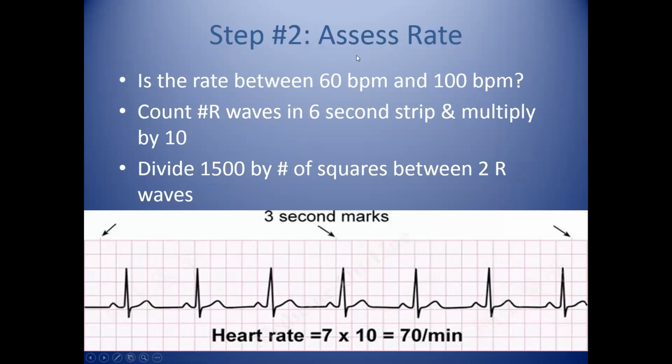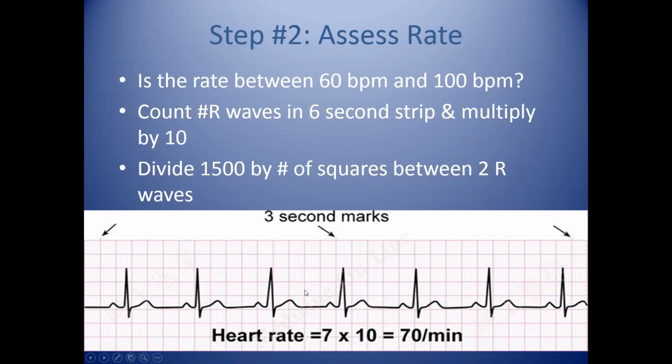And then you want to assess the rate. Is the rate between 60 and 100 beats per minute? What you can do is count the number of R waves in a 6-second strip and multiply by 10. This is a 6-second strip, and I've got a tick mark at every 3 seconds. So I'm going to count the number of QRSs in between those tick marks. I got 1, 2, 3, 4, 5, 6, 7 QRSs in a 6-second strip. I'm going to multiply that by 10, and this person's heart rate is approximately 70.